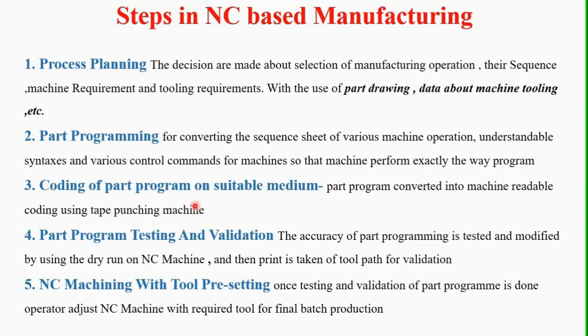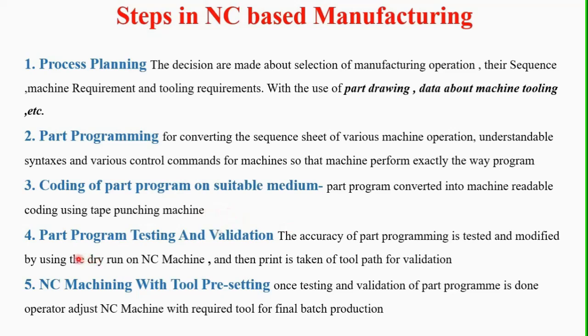Then the third one is called the coding of the part program on a suitable medium. The part program can be converted into machine readable coding. So the set of instructions that we feed to the machine needs to be converted into machine understandable language, which is called machine readable coding. It is possible with the help of a tape punching machine, which is used to read this machine program.